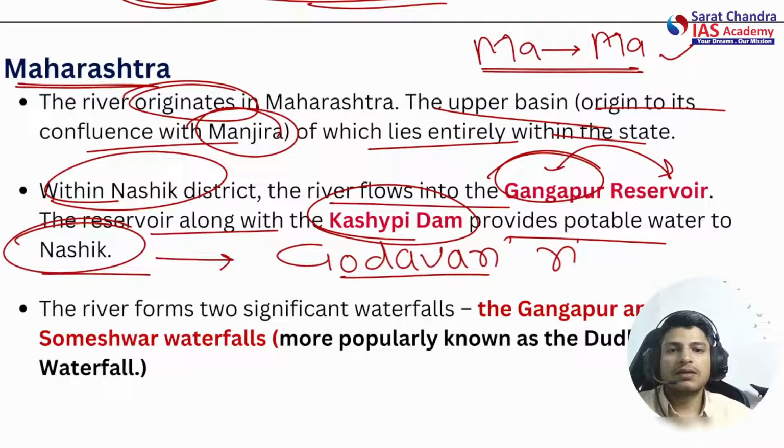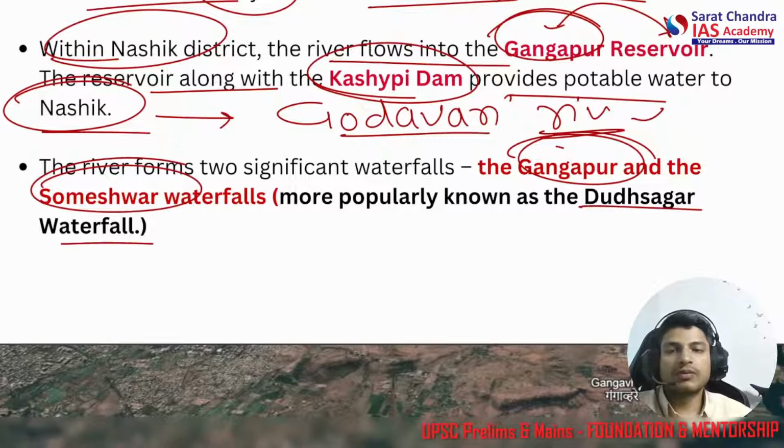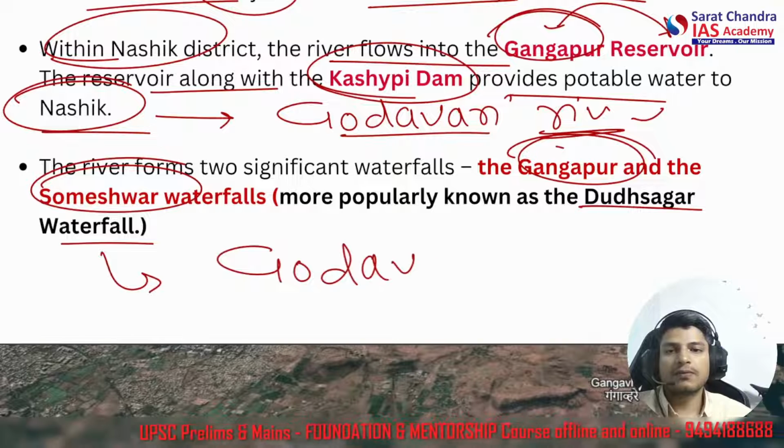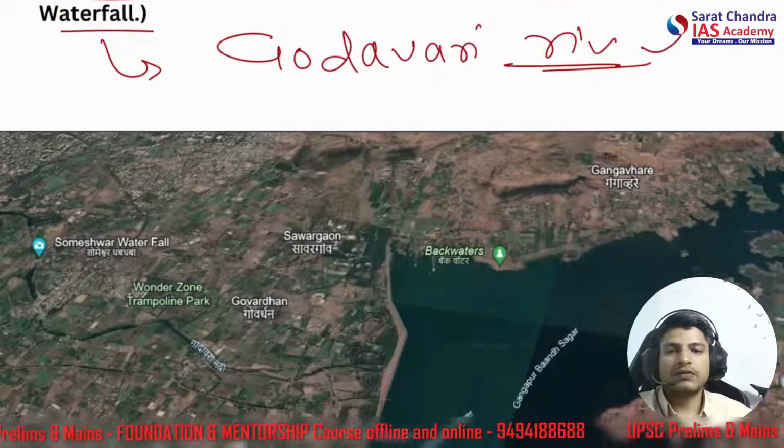Answer is Godavari river. Alright, the river forms two significant waterfalls here, the Gangapur and the Someshwar waterfalls, also known as the Dudhsagar waterfall. So if somebody asks you again, on which river the Dudhsagar waterfall is located, answer is again Godavari river. Okay, let's see a picture of these things.